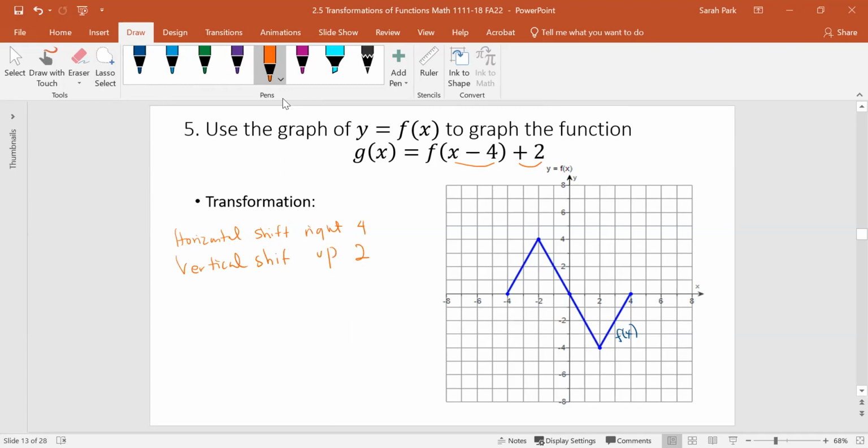So we're going to do that with each point. From this point, we're going to go 1, 2, 3, 4, up 2. Take the second point, right 4 and up 2. Take this middle point, right 4 and up 2. This point down here, right 4 and up 2. This last point, right 4 and up 2. And we connect the dots to make that graph. You can see this new function we're calling g of x moved everything right 4 and then up 2.